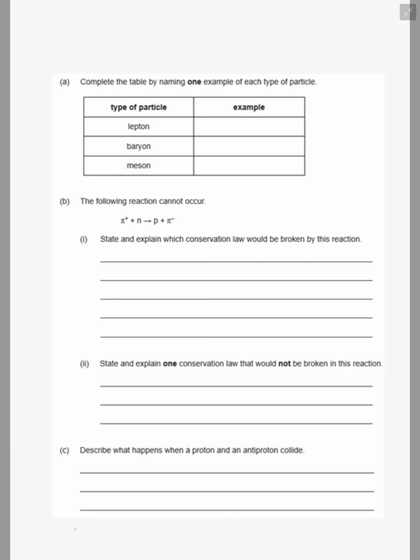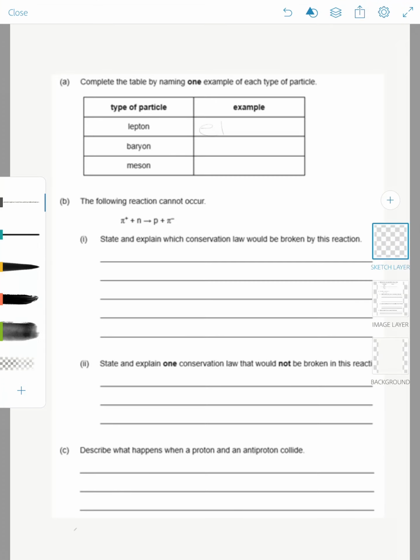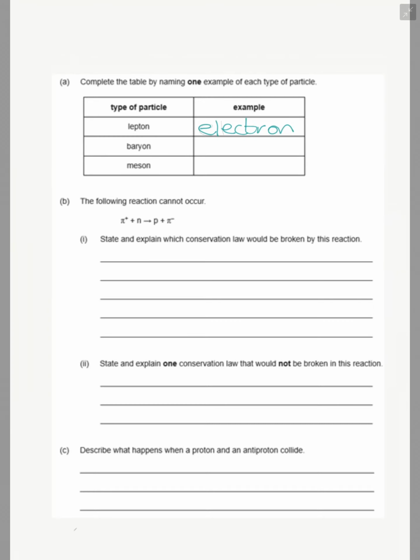Right, so complete the table by naming one example of each particle with a lepton. Easy peasy, just go for your electron. Baryon: protons, neutrons, proton, neutron. Mesons, you've got things like your kaons, your pions, so I will just go kaon.